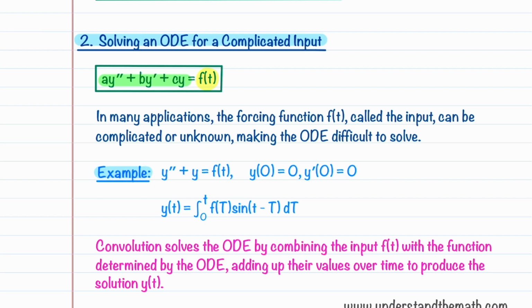Convolution can be used to solve an ODE like this with an unknown forcing function f of t by combining this input with the function determined by the ODE. In this ODE, that's the sine function, and then adding up their values over time to produce the solution y of t. At the end of this video, we will actually see how to find this solution. This solution is an integral solution, and it's called a convolution, and we're now going to take some time and understand what this is.